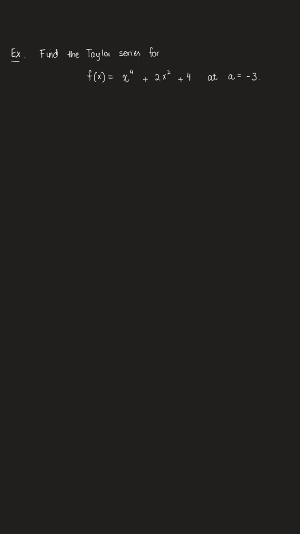Okay, so for our final example, we want to find the Taylor series for a polynomial function, f of x equals x to the fourth plus 2x squared plus 4 at a equals -3. So just an observation here, Taylor series are polynomials themselves. If we're finding a Taylor series for a polynomial, then that's finite in the case that we see here, then the Taylor series itself will also be finite. And its highest power will also be a fourth power.